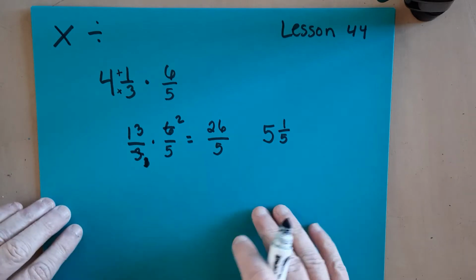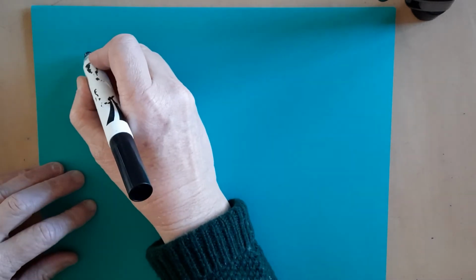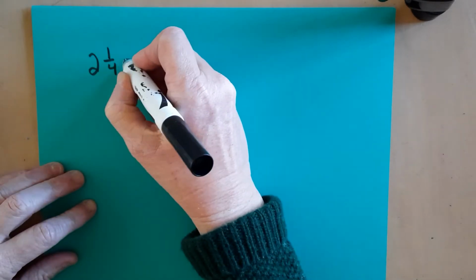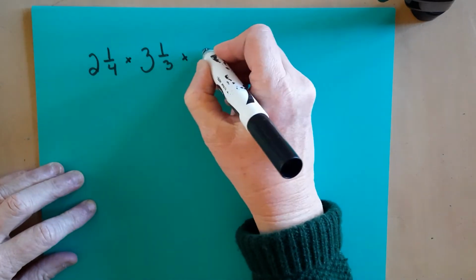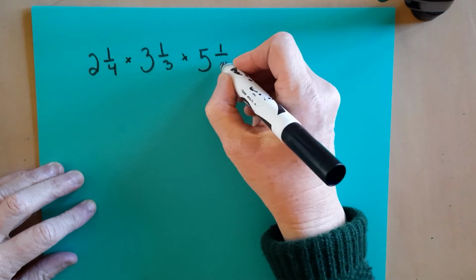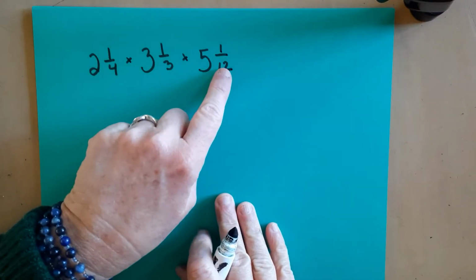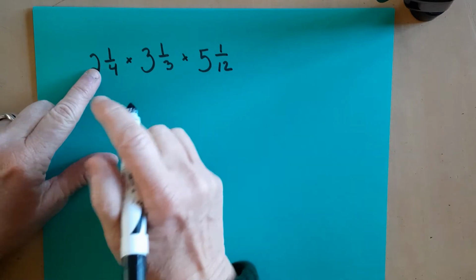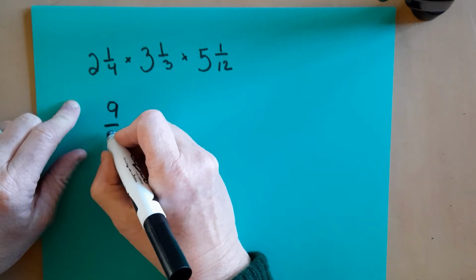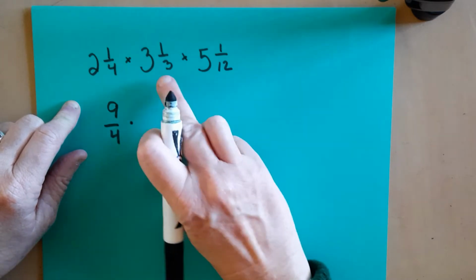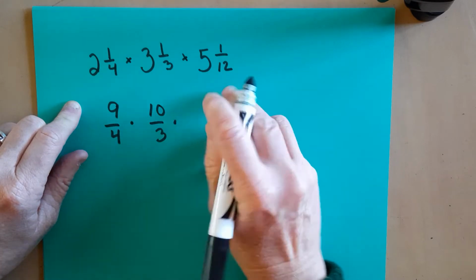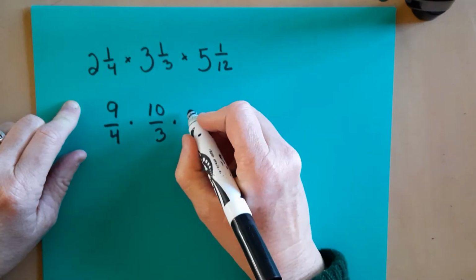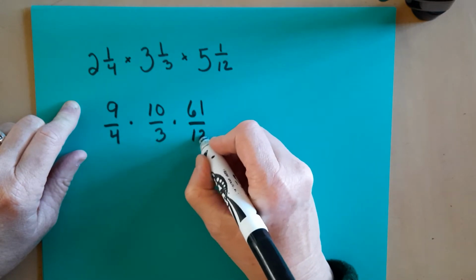Let's try another one. Let's start off with a new piece of paper. We're going to try 2 1/4 times 3 1/3 times 5 1/12. We're going to go ahead and change these all to improper fractions. 4 times 2 is 8, plus 1 is 9, so this becomes 9/4. 3 times 3 is 9, plus 1 is 10, this becomes 10/3. 12 times 5 is 60, plus 1 is 61, so that becomes 61/12.